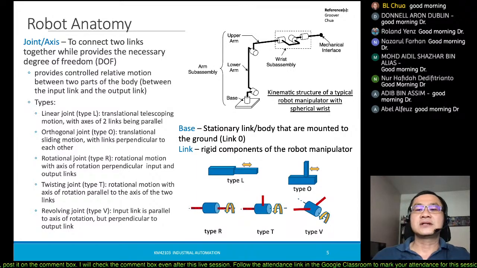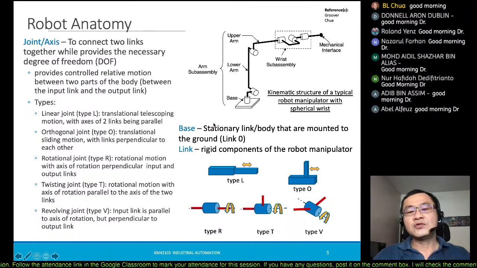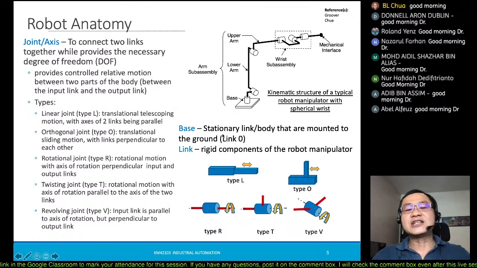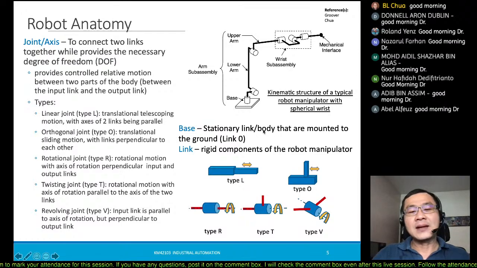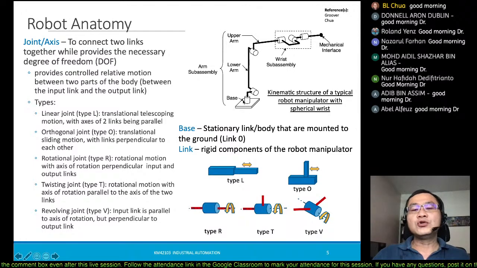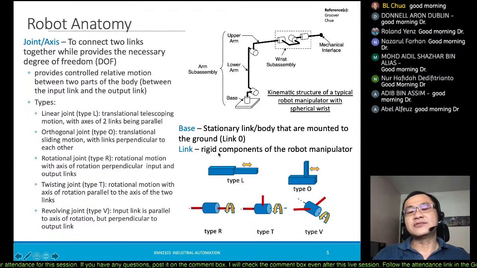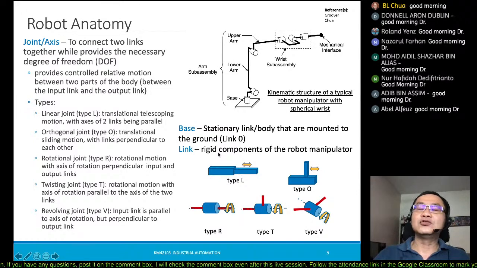Therefore, there are several components or sections that complete an industrial robot. It starts with the base, right? You can see there is a base at the bottom, which refers to the stationary body or link that is mounted to the ground. Usually we label that as link zero. Then, connecting one movable axis to another movable axis, we use a link or a body. We refer to that as a link, and that is the rigid component of a robot manipulator.